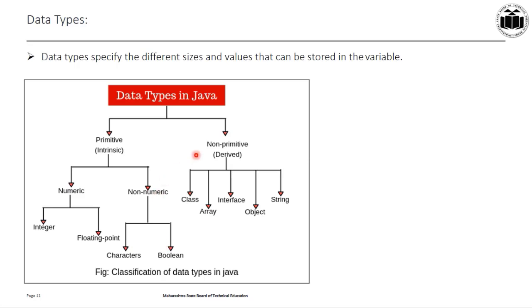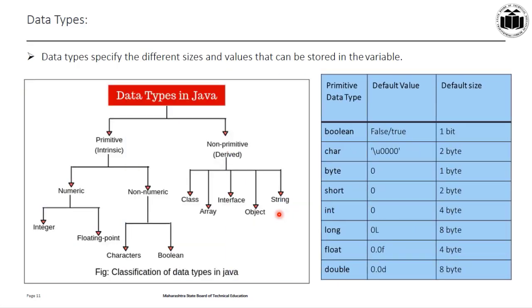Next category, that is non-primitive. Non-primitive data types are categorized into class, array, interface, object, and string. So this is all about the classification of data types available in Java. The next table gives the complete information about default value and default size for primitive data types.